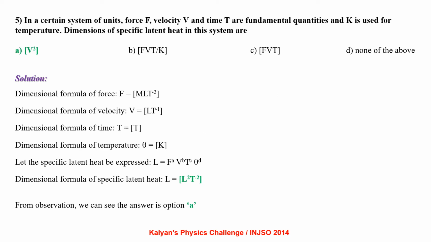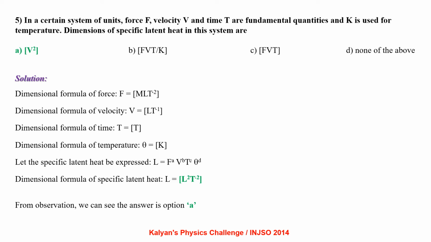In certain system of units, force F, velocity V and time T are fundamental quantities and K is used for temperature. Dimensions of specific latent heat in this system are: dimensional formula of force MLT power minus 2, dimensional formula of velocity LT power minus 1, dimensional formula of time is capital T, dimensional formula of temperature is K.